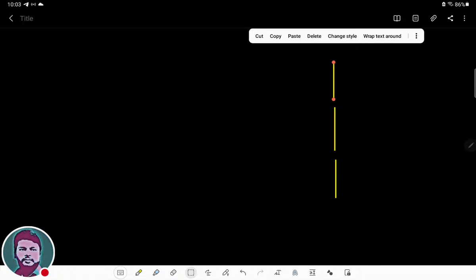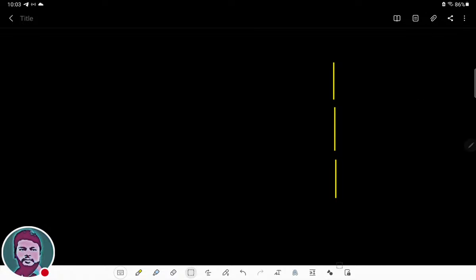1, 2. All right, so these are the two slits. Make them with a proper gap. All right, now draw a screen. Now this is the screen.